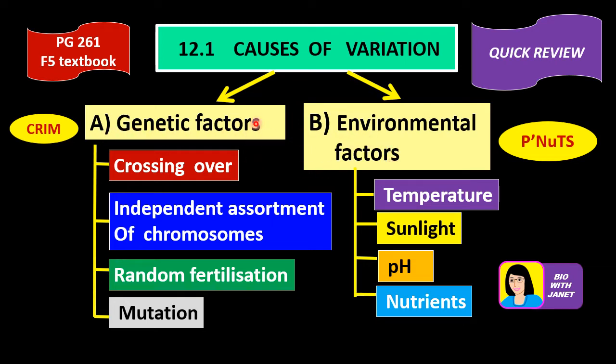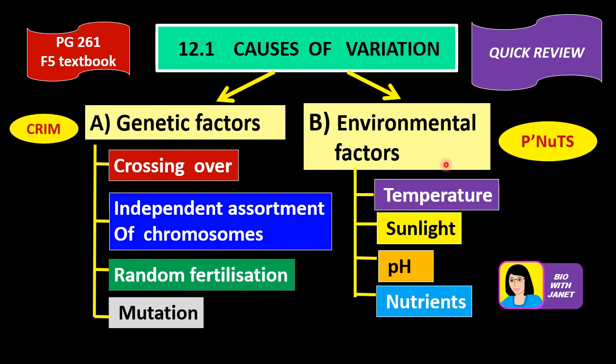For genetic factors, there are 4 events that cause variation. The first one is crossing over. Second one is independent assortment of homologous chromosomes. So these 2 occur during meiosis. Third one is random fertilization, and fourth one is mutation, right? So we can form the acronym CRIM, C-R-I-M, for these 4 factors. C for crossing over, R random fertilization, I independent assortment of chromosomes, and M mutation.